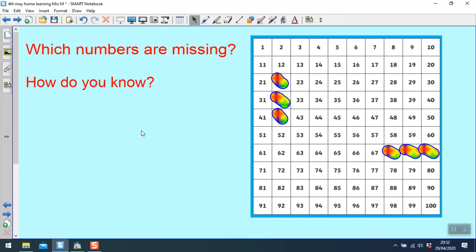Which numbers are missing now, and how do you know? Pause the video while you write them down. Okay, so I've got 21, 23, 31, 33, 41, 43. The number that's in between 21 and 23 is 22. In between 31 and 33 is 32. In between 41 and 43 is 42. Here, I can just count in ones as I move along, so I can go 66, 67, 68, 69, 70.